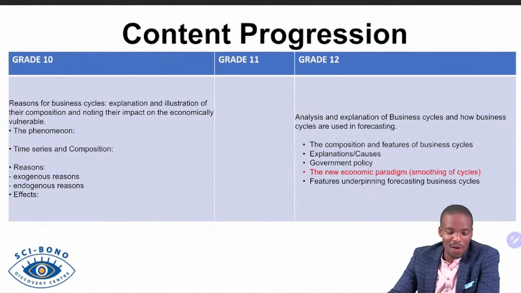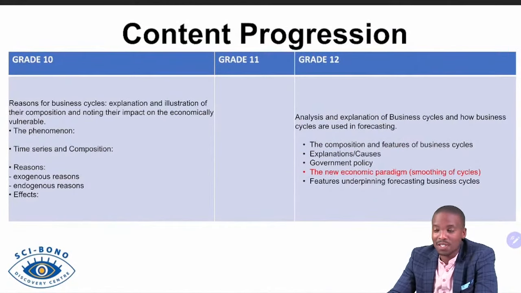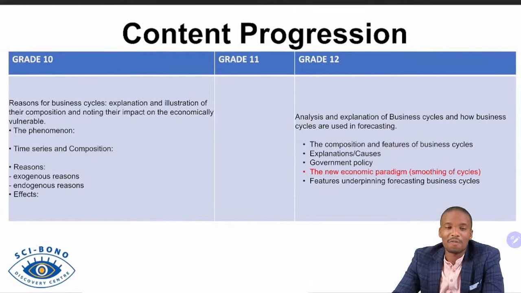In grade 10, you touched on the time series and composition, the reasons for business cycles, and the effects thereof. In grade 11, you did not touch the content, but in grade 12 now, we've already covered the composition and the features of the business cycles. We explained yesterday the causes of the business cycle, the types of business cycles, and the different government policies that are there. In today's lesson, therefore, we're going to be touching on the new economic paradigm, that is, how to smooth out the fluctuations in the business cycle.